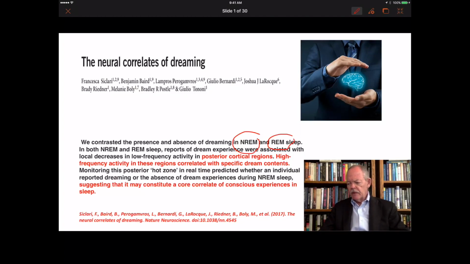So in both non-REM and REM sleep, reports of dream experience are associated with changes in the frequency of the EEG, in particular in posterior cortical regions. And the high frequency activity in those same regions is correlated with specific dream contents. Now, that is quite a claim, and we will unpack this.